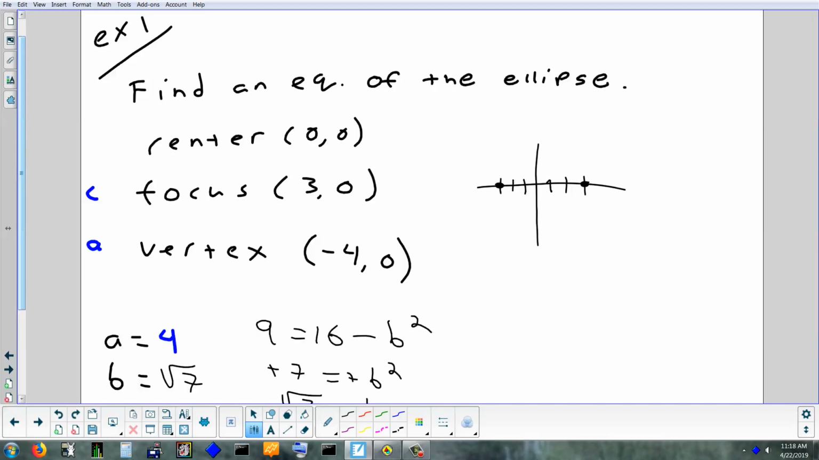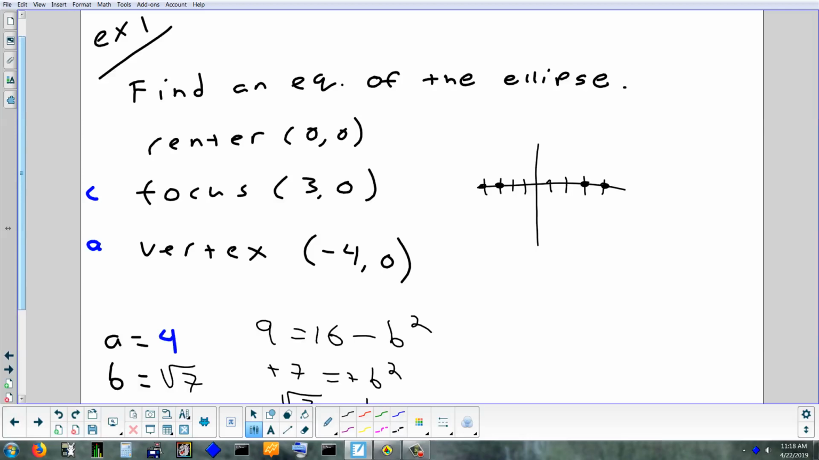So I can already tell things are lining up horizontal. I'm going to have a vertex at negative 4, 0. I'm going to have one at positive 4, 0. And maybe you've noticed the pattern here, but the foci are always inside the vertices. Always.